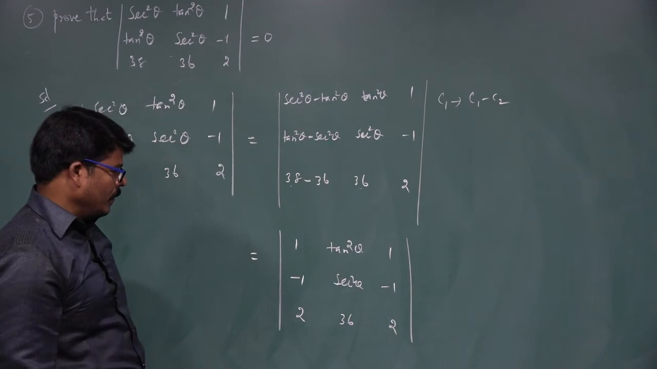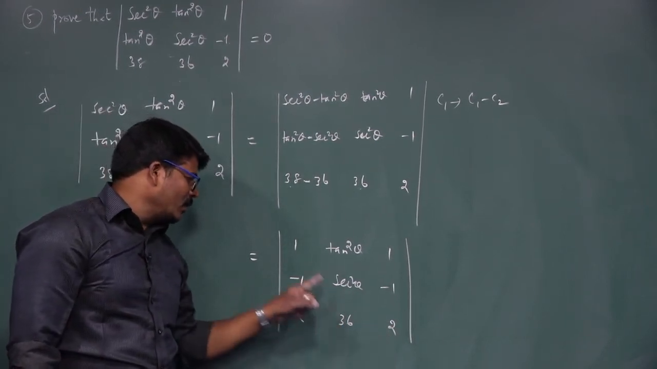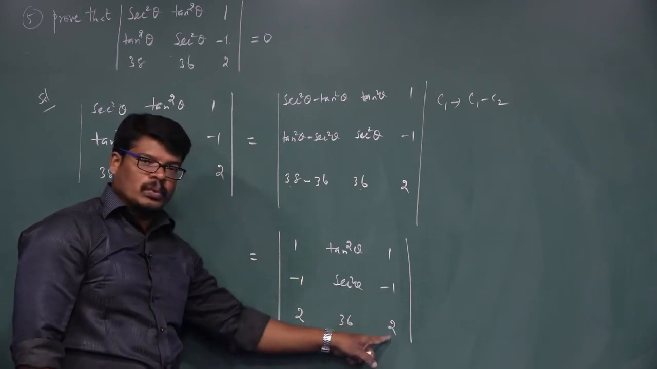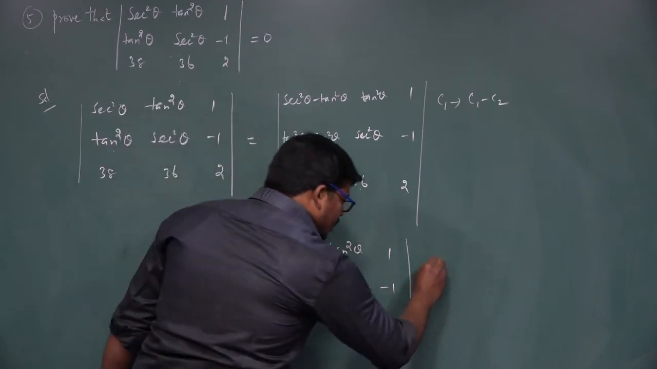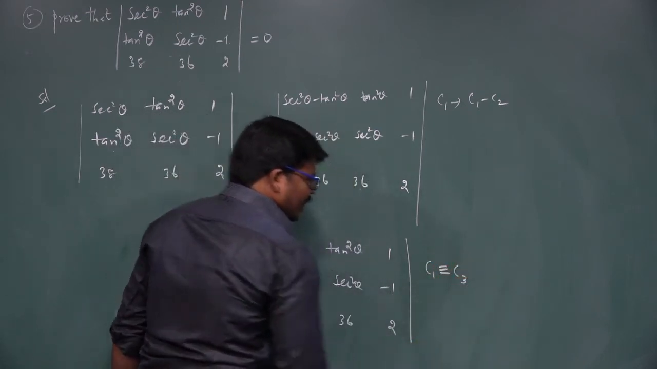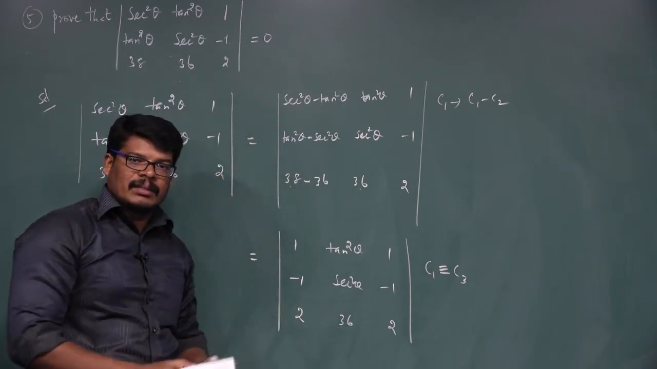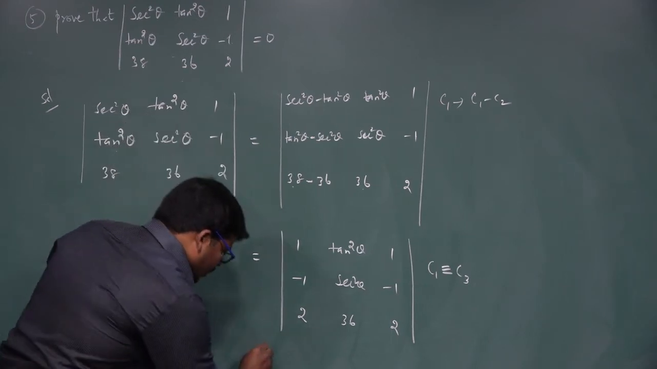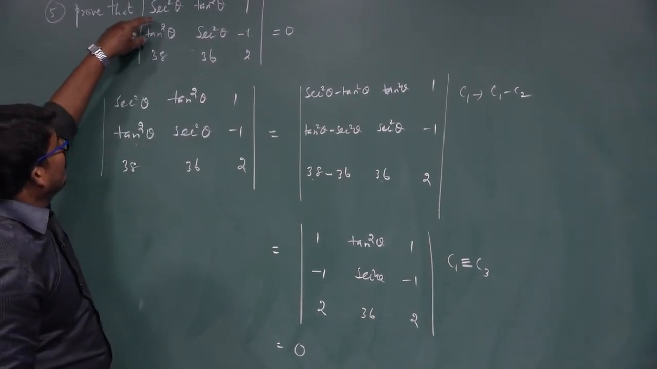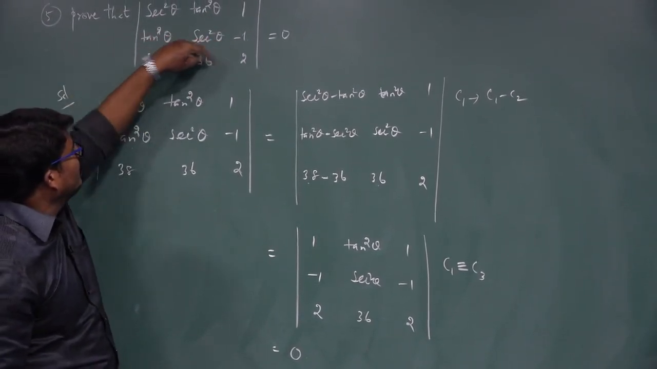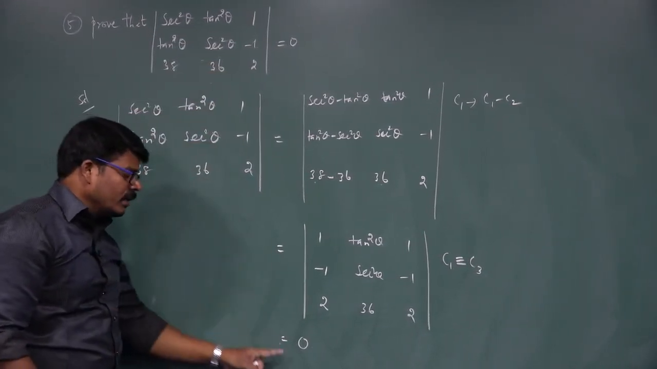Comparing the first column and the third column: 1, minus 1, 2 and 1, minus 1, 2. C1 is identical to C3. When any two columns or rows of a determinant are identical, the determinant value is 0. So the determinant is 0. That is equal to 0. The determinant has value 0. That is, LHS equal to RHS.